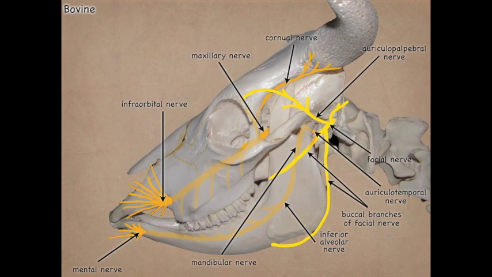It's important to note that the infratrochlear nerve, which is also off the ophthalmic division of 5, may course from the dorsal margin of the orbit to the horn. It's important to note that sometimes it does innervate a little bit of the horn, so especially when you are dehorning an adult animal, that's important to remember.